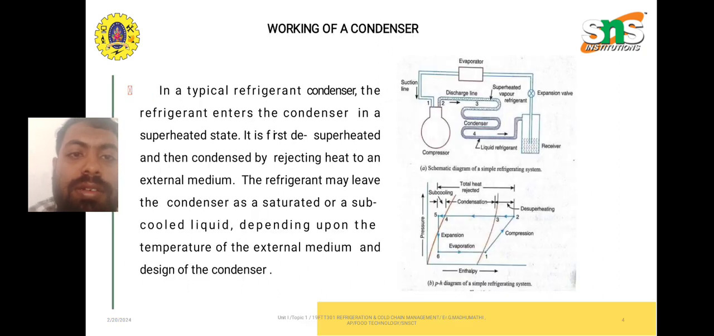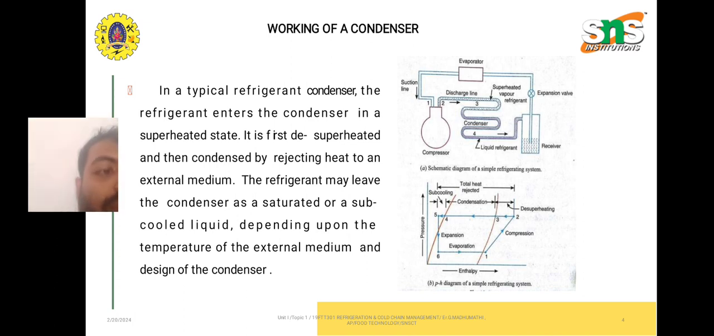Working of a condenser. In a typical refrigerant condenser, the refrigerant enters the condenser in a superheated state. It is then first de-superheated and then condensed by rejecting heat to an external medium. Then it may leave the condenser as a saturated or subcooled liquid, depending upon the temperature of the external medium and design of the condenser.